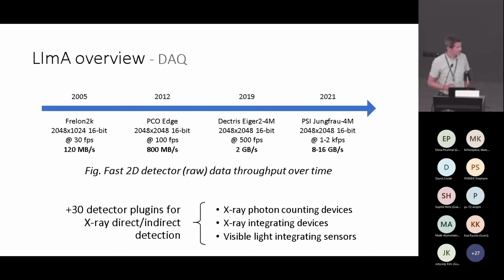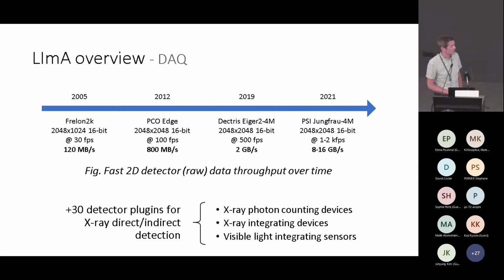So things have changed a lot since we started the project. And here you have the evolution of the data throughput of 2D detectors since 2005. So we are starting from 120 megabytes per second, and we are reaching 8 to 16 gigabytes per second with nowadays detectors. So it's more an explosion than an evolution, really exponential.